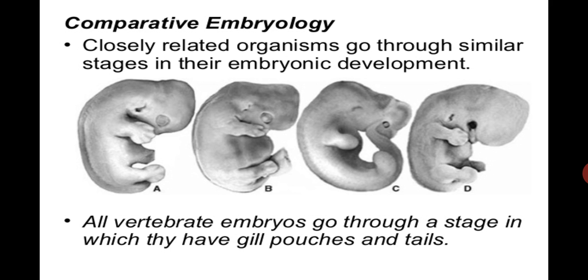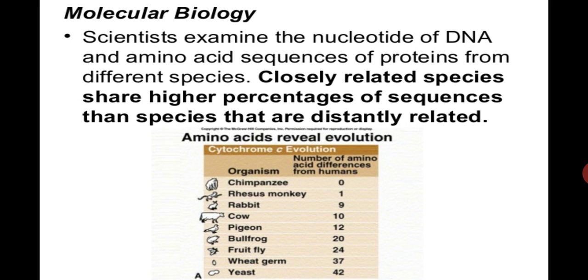The next evidence is given from comparative embryology. Closely related organisms go through similar stages in embryonic development. All the vertebrate embryos go through a stage in which they have gill pouches and tails. So in this way, it is considered that all the mammals have a common ancestry.